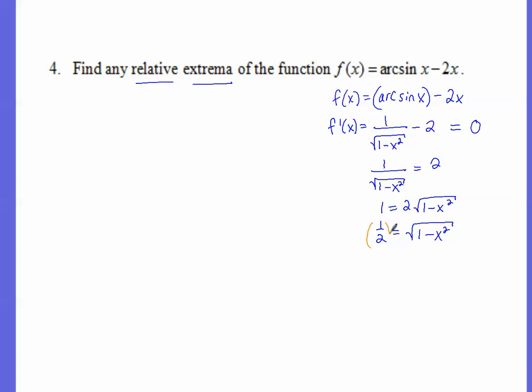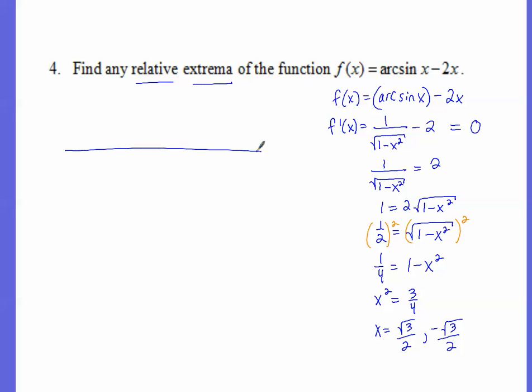Square both sides to get rid of the radical, and we have 1/4 equals 1 minus x squared. This makes x squared equal to 1 minus 1/4, which is 3/4, and therefore x equals the square root of 3 over 2. That's looking kind of nice. I recognize that from my unit circle. I think that's going to be helpful. Oops, wait a minute. It's x squared, so positive or negative square root of 3 over 2.